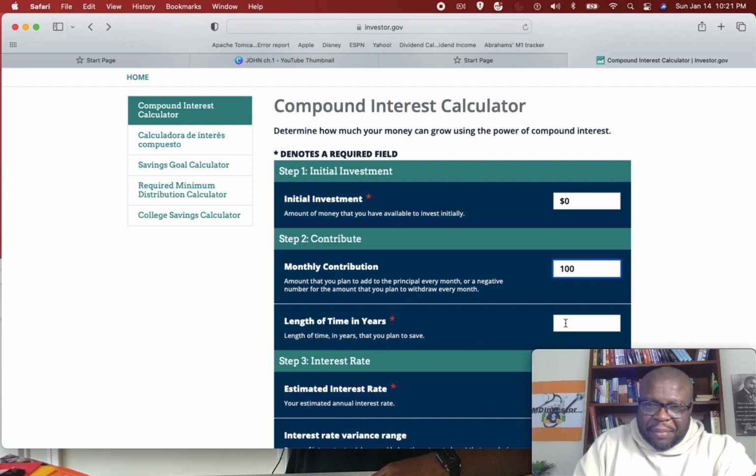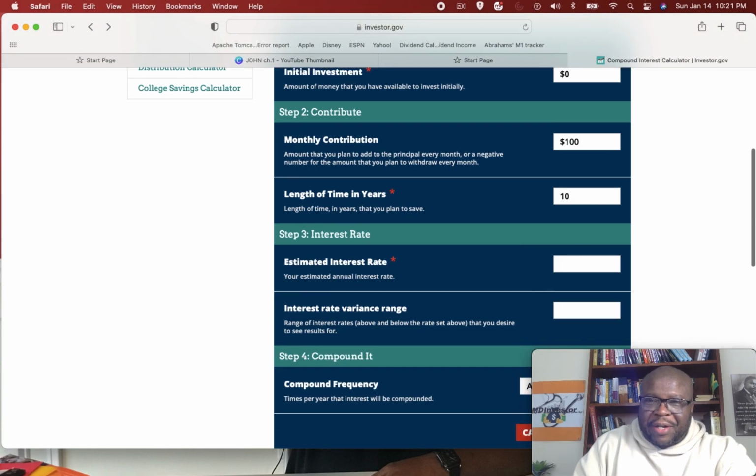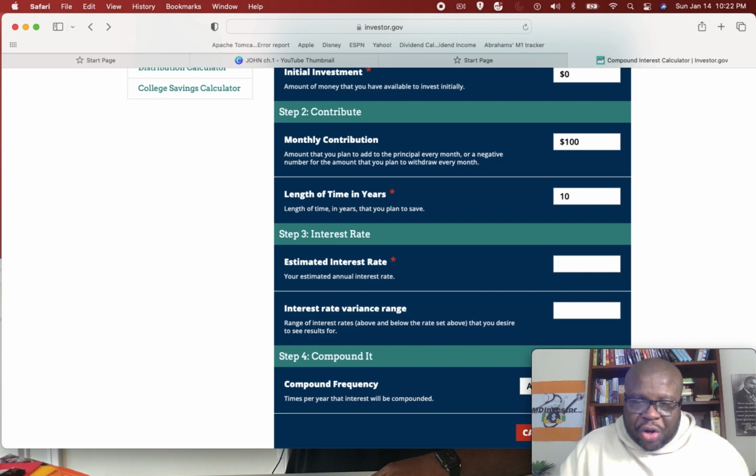Length of time in years, another variable. Let's say we want to invest for 10 years. We'll invest $100 a month for 10 years. Now, interest rate, another key variable. The interest rate is the rate of return that we're expecting to receive.